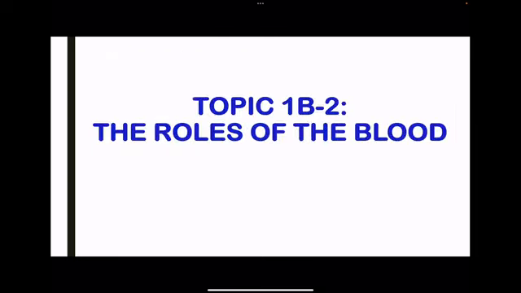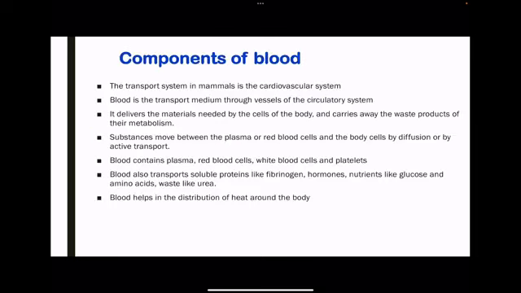When we get to topic 1b2, the roles of the blood. So here we're going to look at the components of blood. You need to know that the transport system in mammals is of course what we call the cardiovascular system. And in this system, blood is going to be the transport medium that carries everything that has to be distributed to the cells as well as removing waste. This blood is going to be carried through blood vessels of the circulatory system.